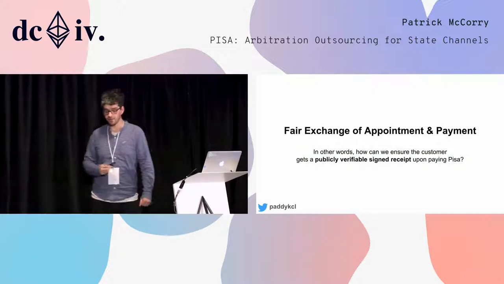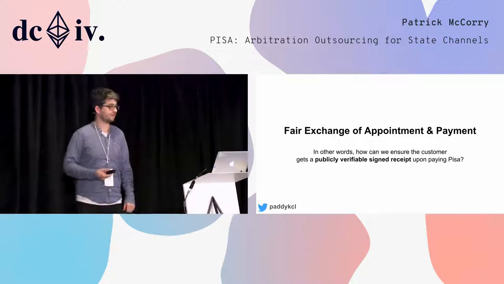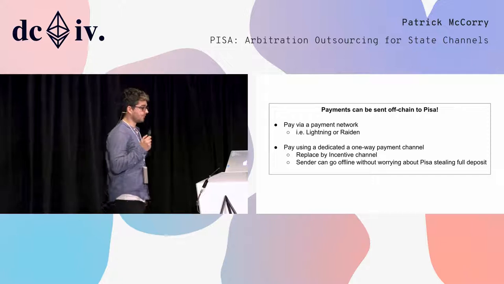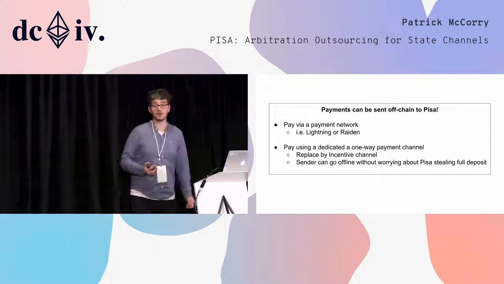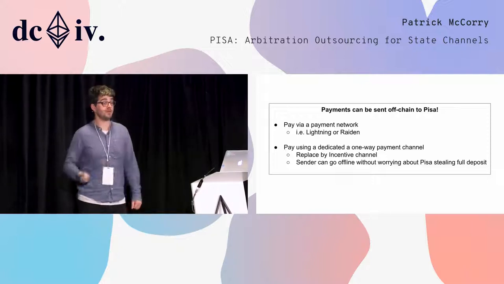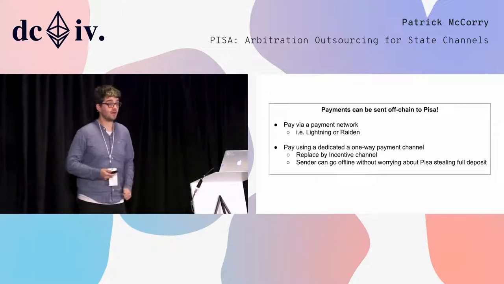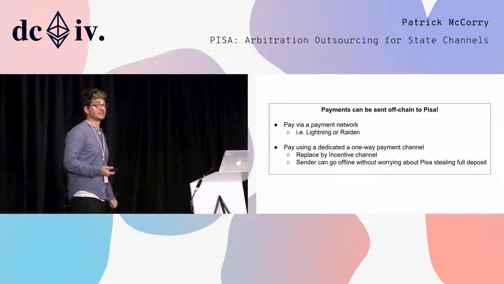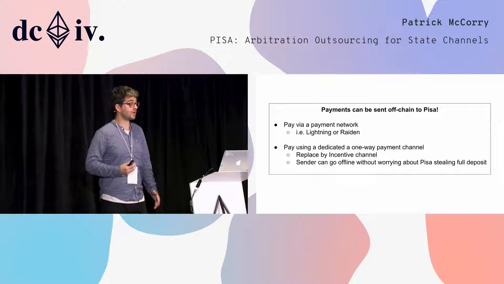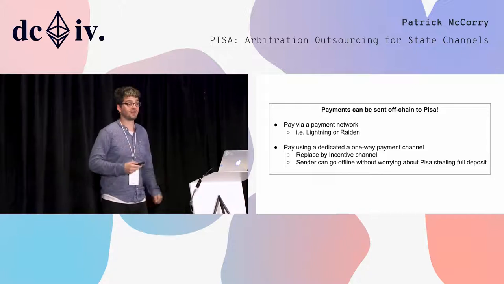Now the question is, how do we get the fair exchange of this signed receipt and payment? So obviously, this is layer two, so we want to pay the tower, the third party, off-chain. The third party could be paid via Raiden or Lightning. And what you could also have, which is really nice actually, is a one-way payment channel with the third party, because one-way payment channels have the property where the sender can go offline and never lose their coins. They're protected against that. But that only works for one-way payment channels.